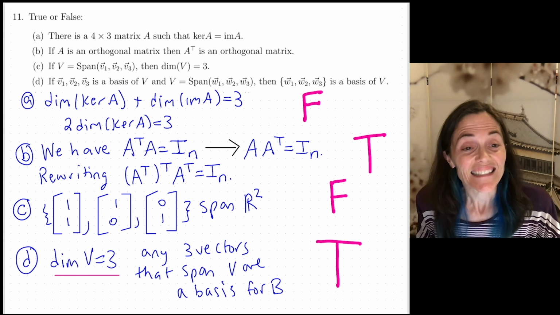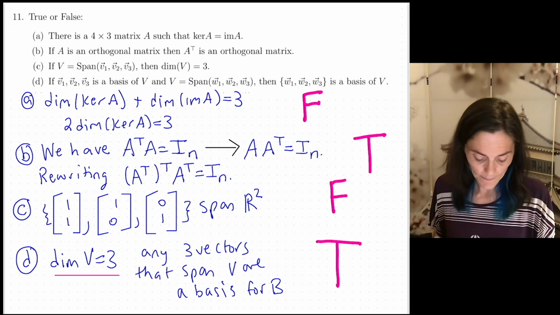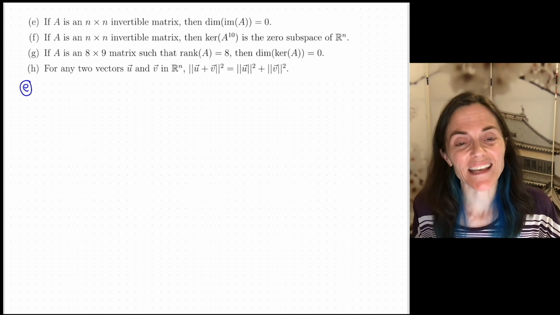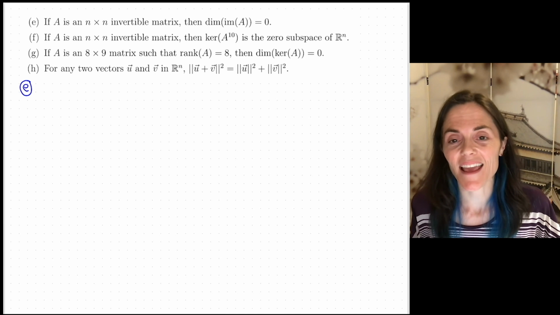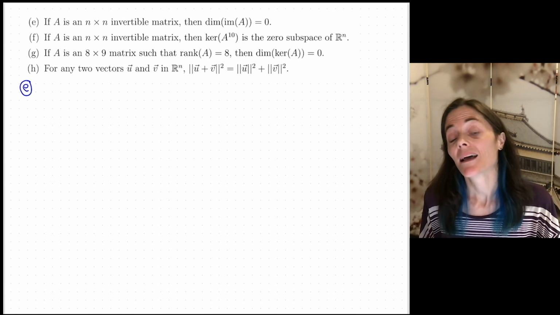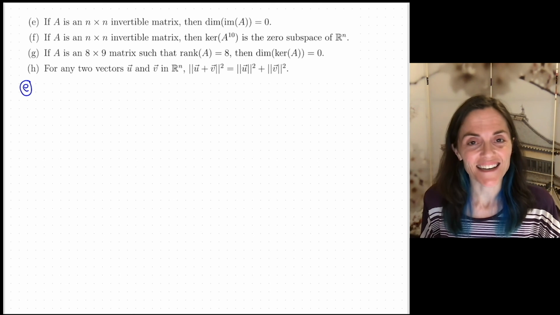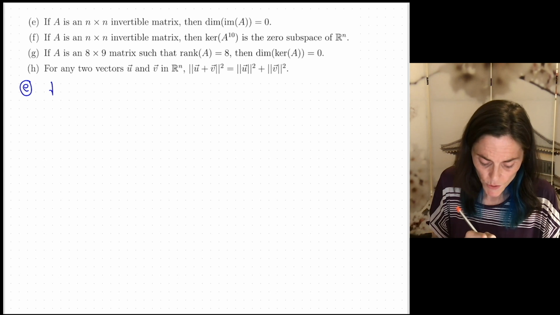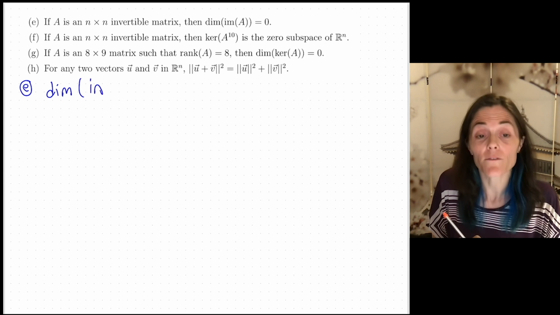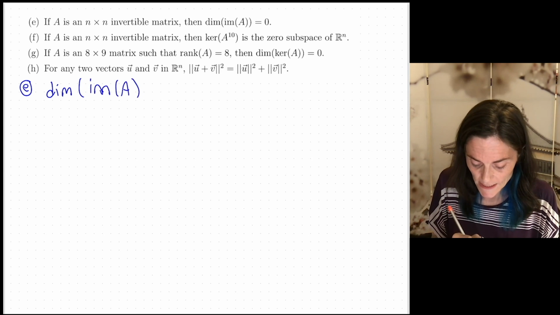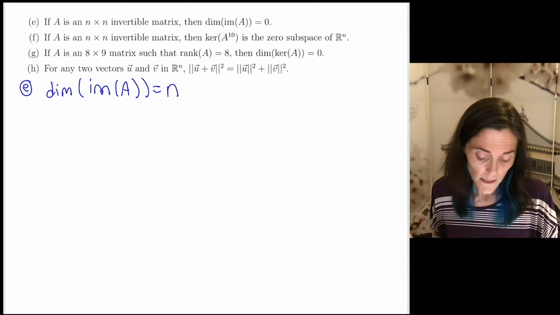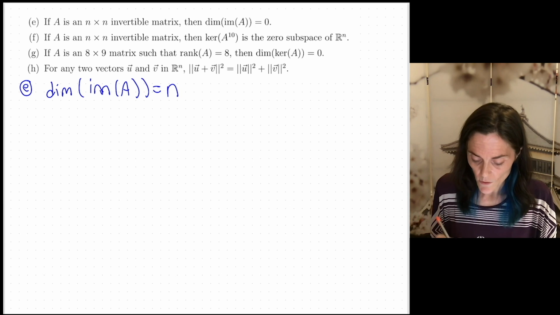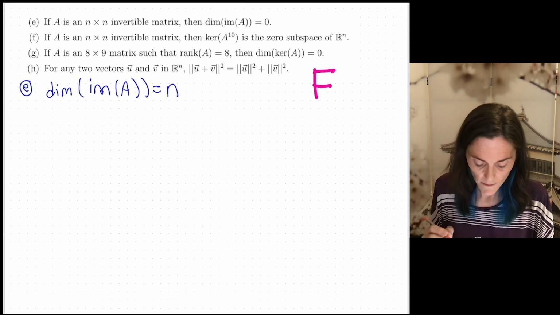Okay. Now let's move on to letter E. If A is an n by n invertible matrix, then the dimension of the image of A is 0. Not unless n is 0, and I'm not sure how to interpret a 0 by 0 matrix. So I will just say the answer is no. What is true is that for an invertible matrix, the dimension of the image of A is n. The columns of A will be a basis for Rn if you have an invertible matrix. And so this is a false statement here, letter E.